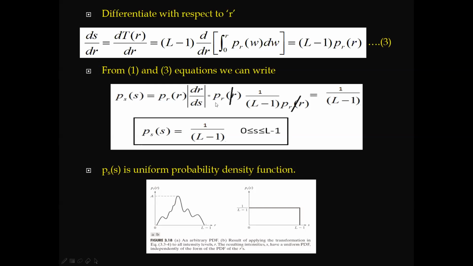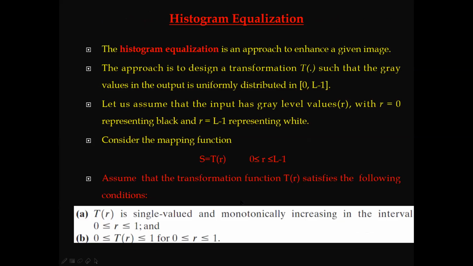Once we derive it and substitute, the output probability density function p_S of S becomes 1 by L minus 1 within the interval 0 less than or equal to S less than or equal to L minus 1. What is this 1 by L minus 1? It indicates a uniform probability density function. So a non-uniform probability density function can be converted into a uniform probability density function if we perform histogram equalization. Once we perform histogram equalization, the quality of the image will be enhanced.